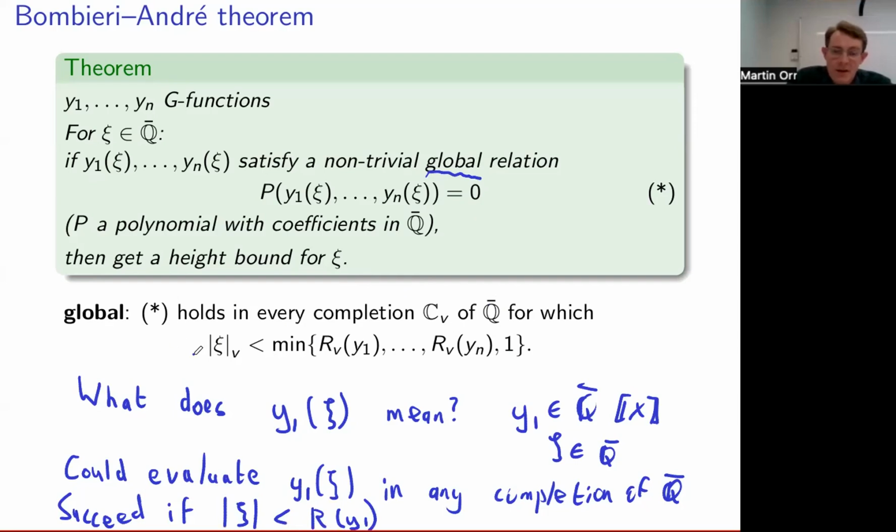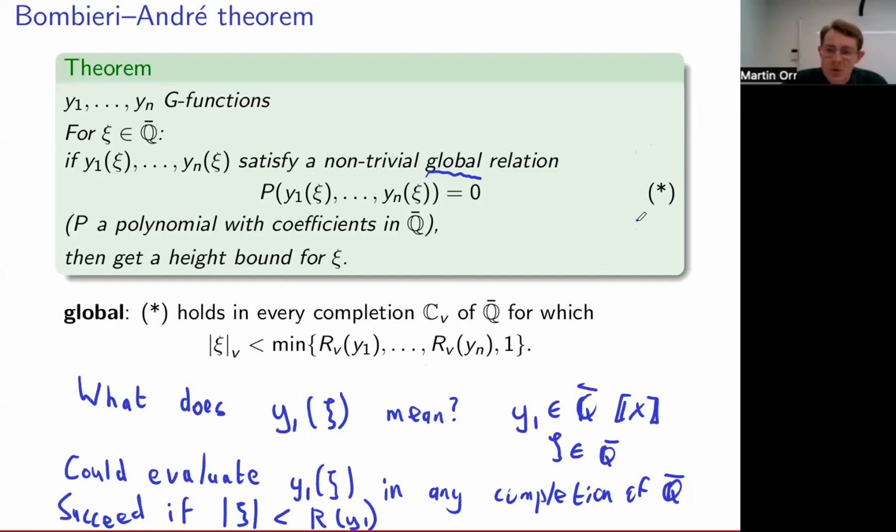So every completion in which the absolute value of psi is less than the minimum of all these radii of convergence. And also less than 1, that's just an additional point that turns out to be quite convenient. So this might seem like I'm talking about an awful lot of completions of Q-bar.